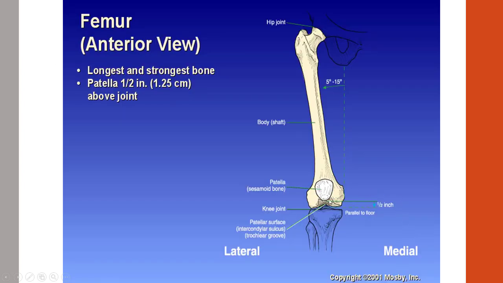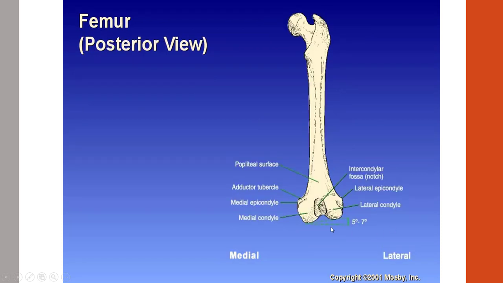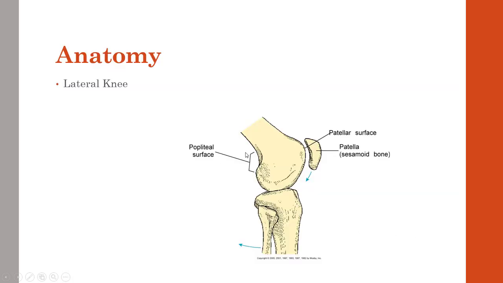Here's your anterior view of the knee. You have your patella, that knee joint, a patella surface, which encompasses that intercondylar sulcus, or the trochlear groove. Again, the posterior surface is where that trochlear groove, you can see that, but then your intercondylar fossa is located right behind there, and it's actually a notch located behind the femur. The lateral knee, you can see that popliteal surface and profile. You can see the patella surface profile, and then that patella in a lateral position.